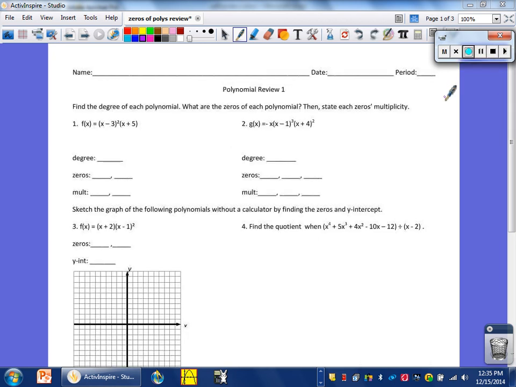So, finding zeros of polynomials. Here's where we start. Let's make it big enough so that you can see it. 200%.